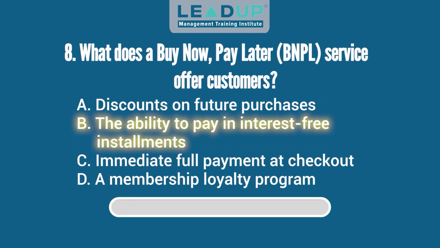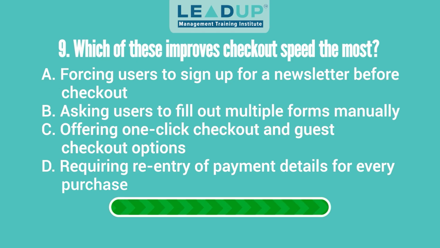Answer: the ability to pay in interest-free installments. Question 9. Which of these improves checkout speed the most? A. Forcing users to sign up for a newsletter before checkout. B. Asking users to fill out multiple forms manually. C. Offering one-click checkout and guest checkout options. And D. Requiring re-entry of payment details for every purchase.